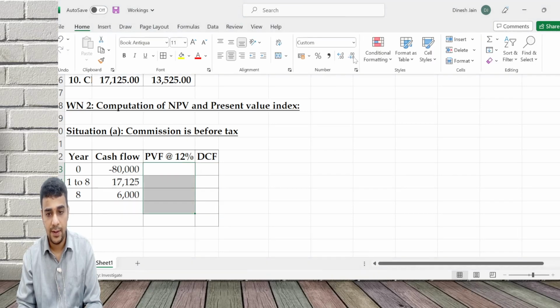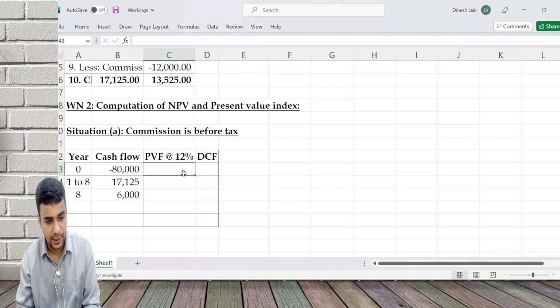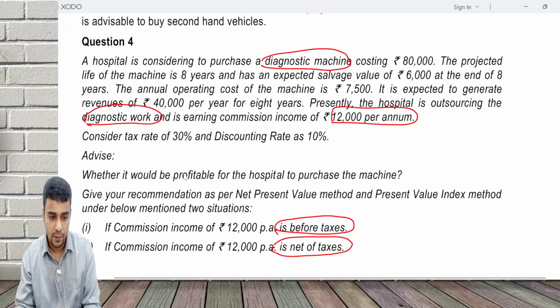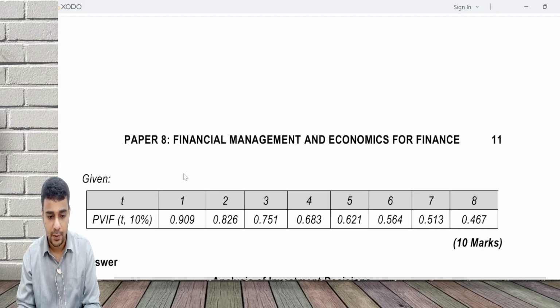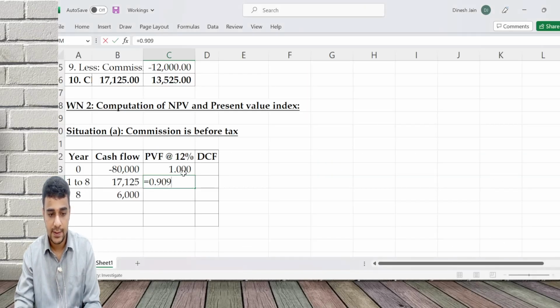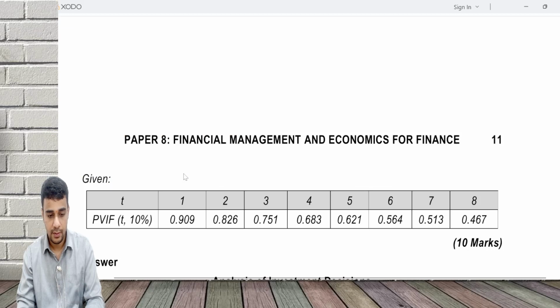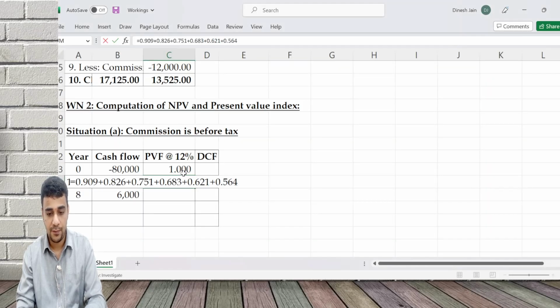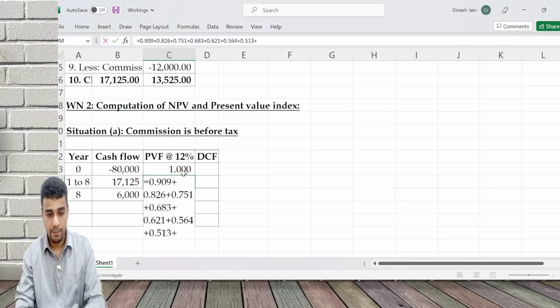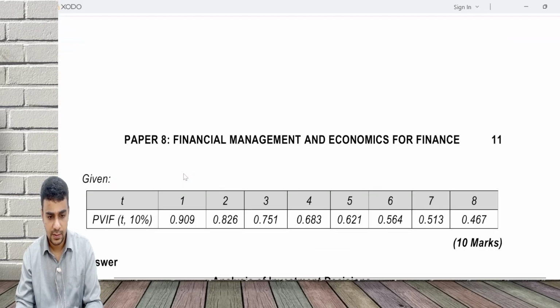Use the factors given in the problem itself. You can even do it as 1 to 7 years and 8th year separately. I've written 1 to 8 together. The factors are given in the question. So let me add them. 0.909, 0.826, 0.751, 0.683, 0.621, 0.564, 0.513, 0.467. Just give me a minute.